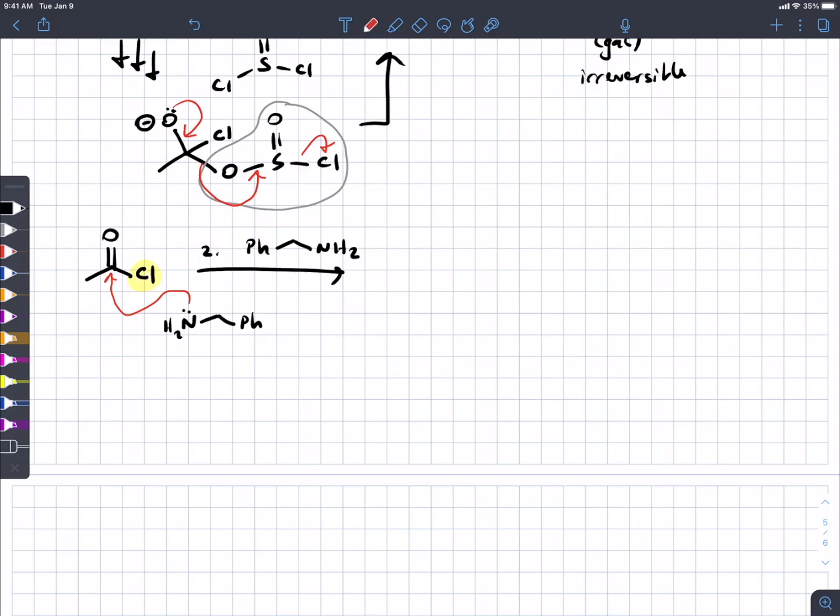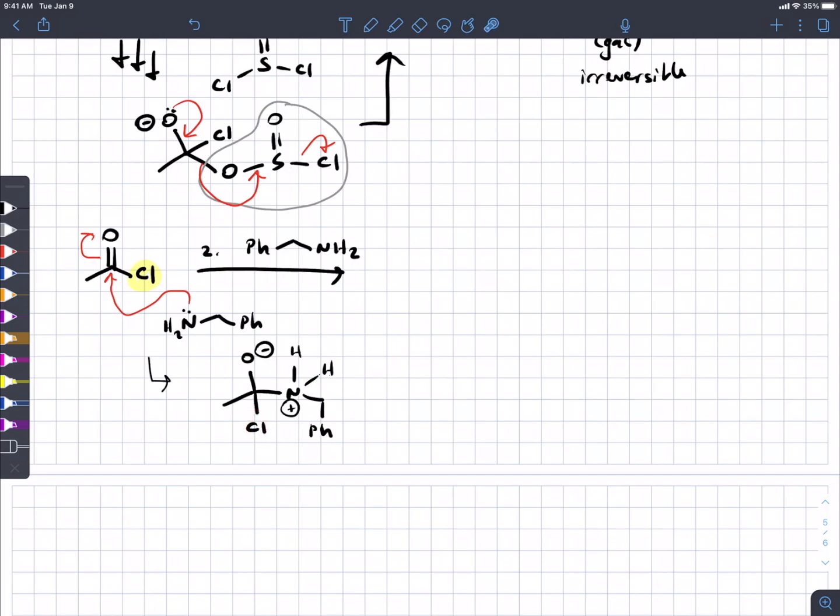Attacks the pi star, you break the carbon-oxygen pi bond. Nevertheless, if you, in drawing this mechanism, think, oh, shoot, I need to protonate that oxygen first, and you do so, I'm not going to penalize you. The intermediate that we get from that step looks like this: negatively charged oxygen, Cl, and then a nitrogen bonded twice to hydrogen and then once to carbon with a positive formal charge on nitrogen.